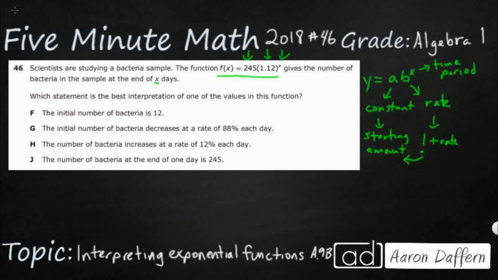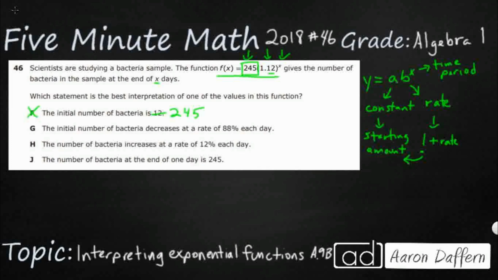Let's see. The initial number of bacteria is 12. Well, I see the 12 right there, but for the initial number of bacteria, remember that 245 is our constant. It's typically our starting amount. So we would say 245. The initial number is going to be that constant, that 245. It's not going to be 12. So that's G, which is not correct.